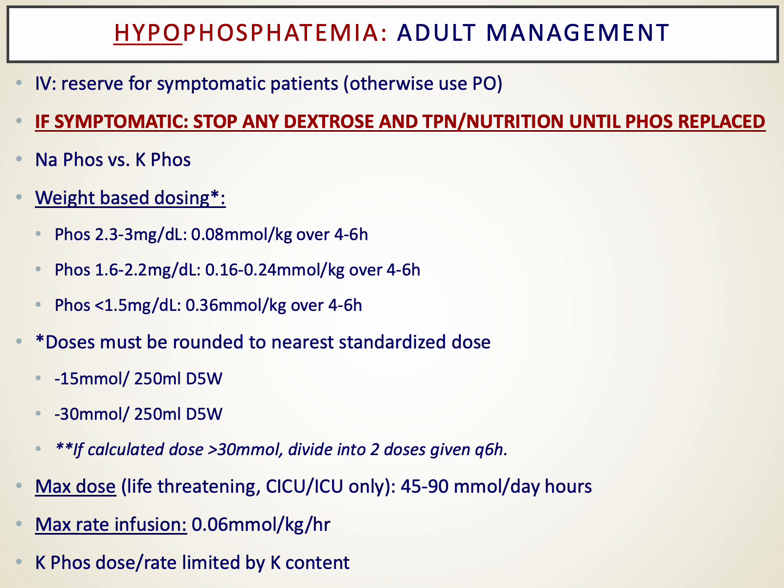You also have to watch the potassium in the K-phos if you're using potassium, we'll watch the sodium in sodium phos if you're using sodium. So if they also have a potassium deficit, then K-phos is the way to go. If they're in heart failure, you may want to avoid the sodium phos, but you weigh that out based on what their other electrolyte balances are.